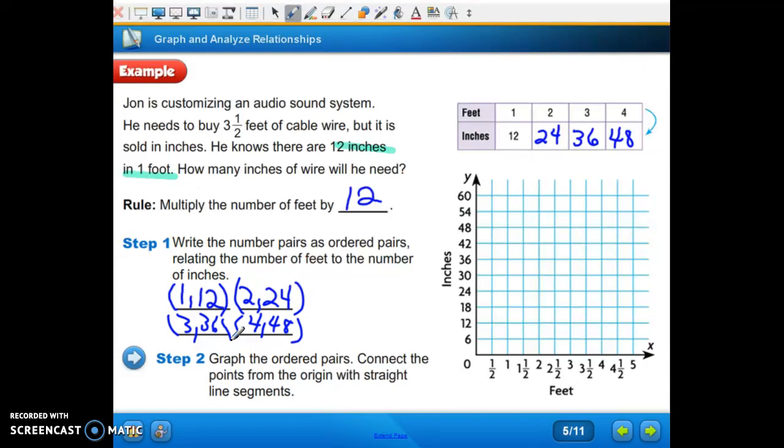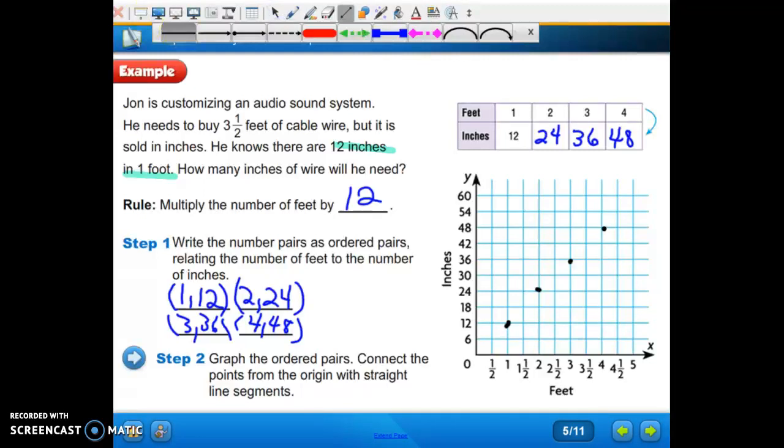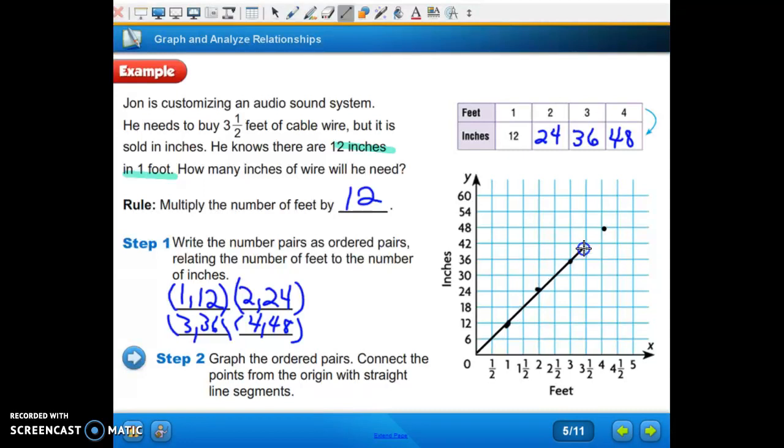Okay, step 2, it says graph the ordered pairs. Connect the points. So I have 1. I'm going to go over to 1, and go up to 12. Then I have 2, and I'm going to go up to 24. I have 3, come over 3, because the first one is on the x-axis, and I'm going to go up to 36. And then 4, and I'm going to go up to 48. And then it says start at the origin and make your line. Okay, so then you get a straight line segment with these that increase like that.